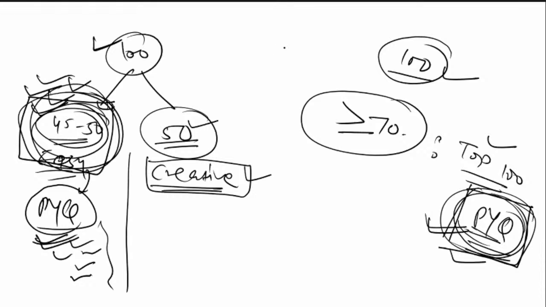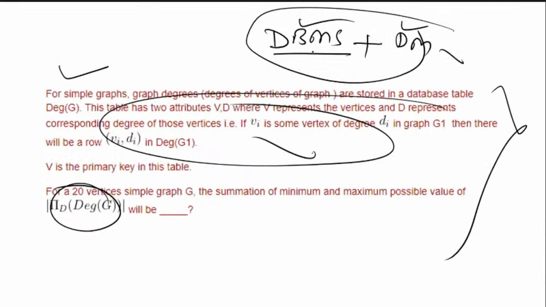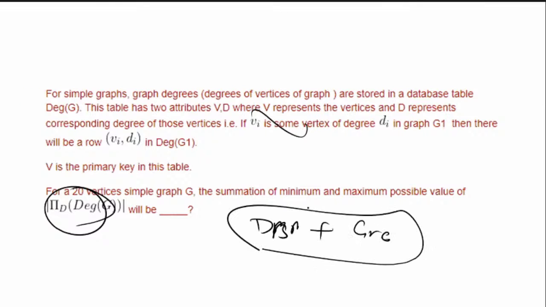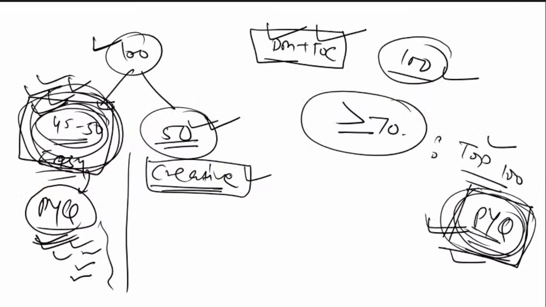Here they will ask you combined questions, like from discrete mathematics and from TOC. In the same question you need to apply the concept of TOC and the concept of discrete mathematics. Like in this question, you need to apply the concept of DBMS, relational algebra, plus the concept of graph theory. So these types of creative questions they will ask in the GATE exam. These 50 marks will be creative.